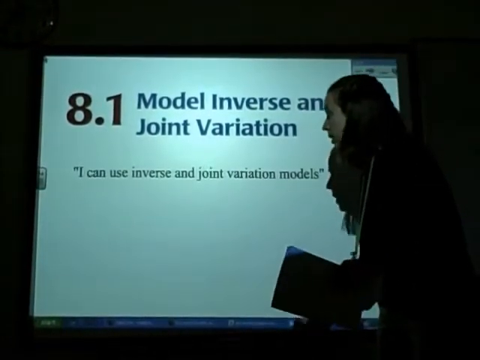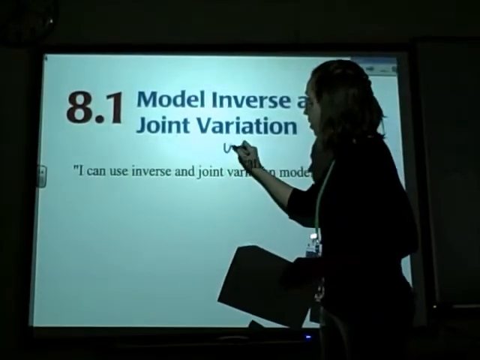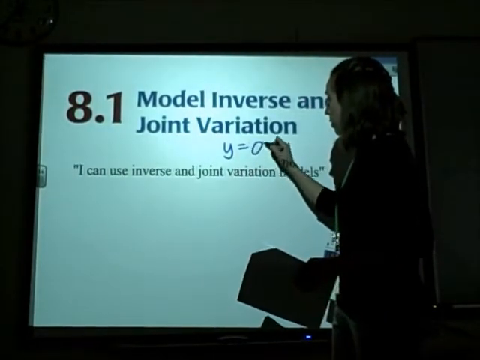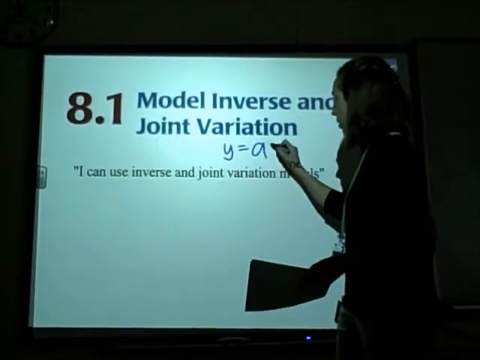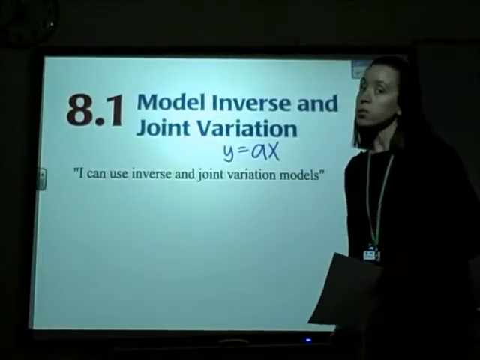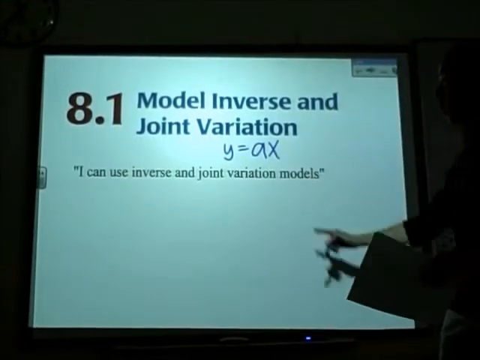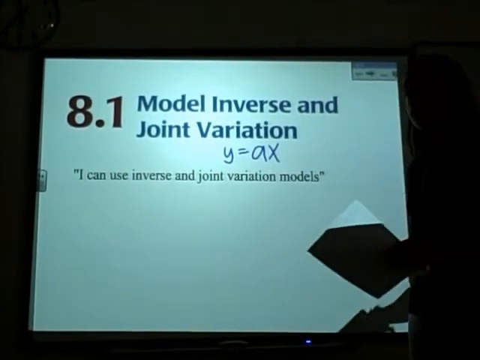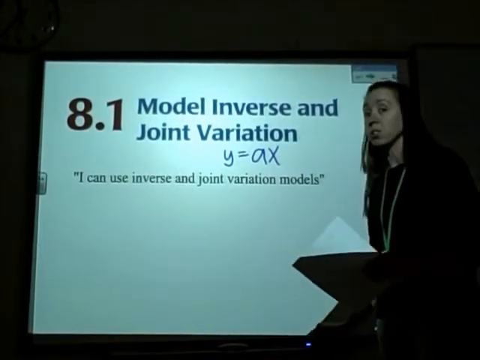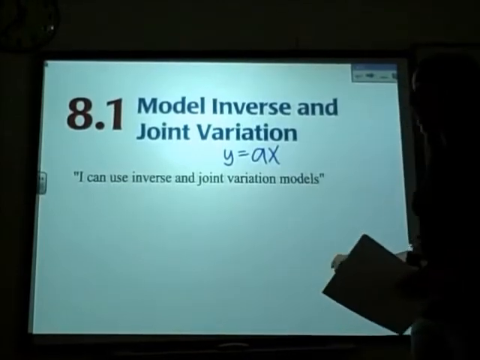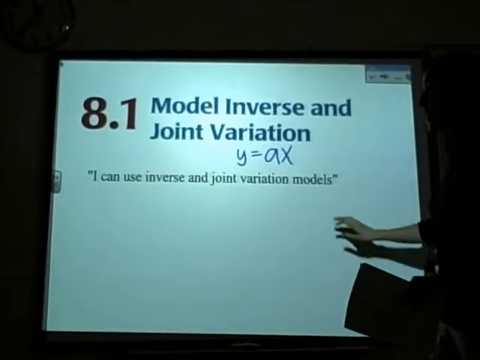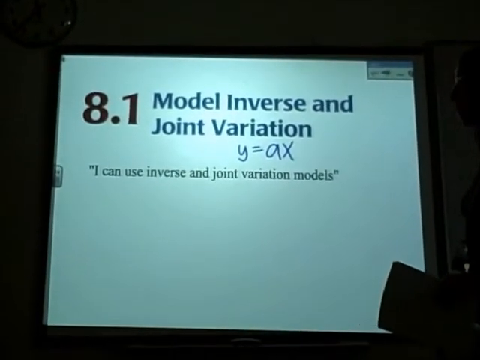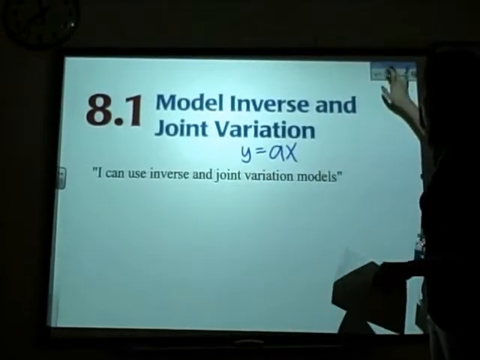You guys are used to seeing equations like this. Y equals some number, we're going to call that A, times x. That's called direct variation, when two numbers are multiplied together like that. We're going to talk about inverse variation, and you'll see the equation in just a second. Your I can statement for this one is I can use inverse and joint variation models.